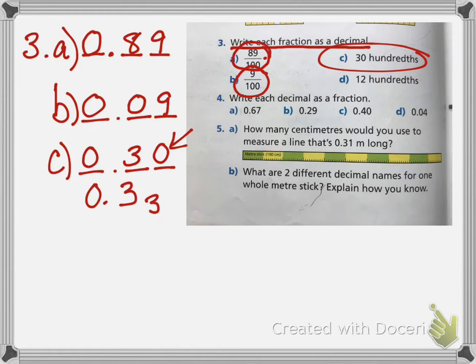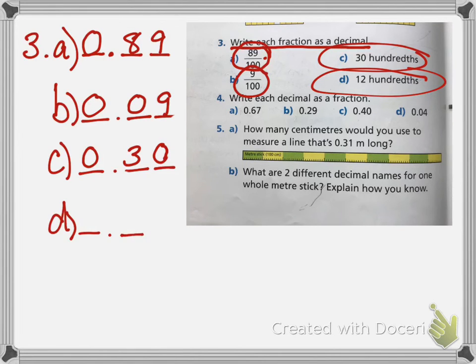This means 3 tenths. This means 3 100ths. So make sure that you include all the numbers that they give you. And D, 12 hundredths. Pause the video until you have that one written. Okay, should be 0, decimal 1, 2.